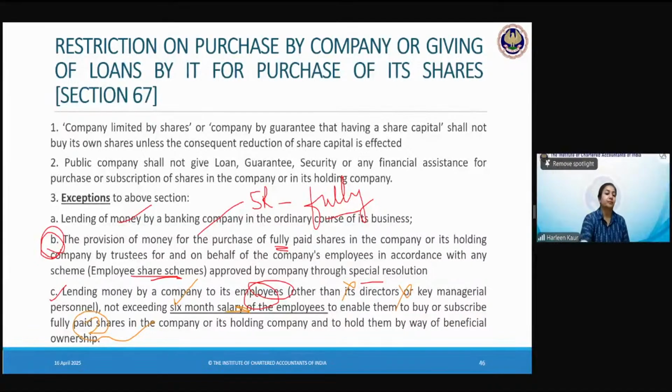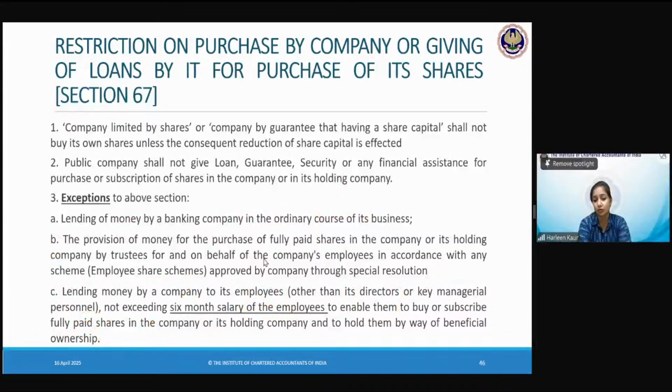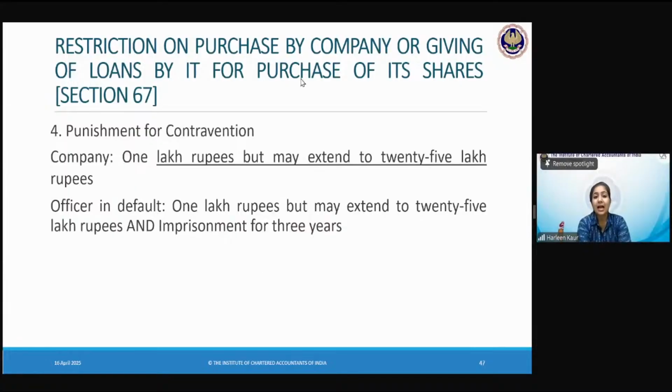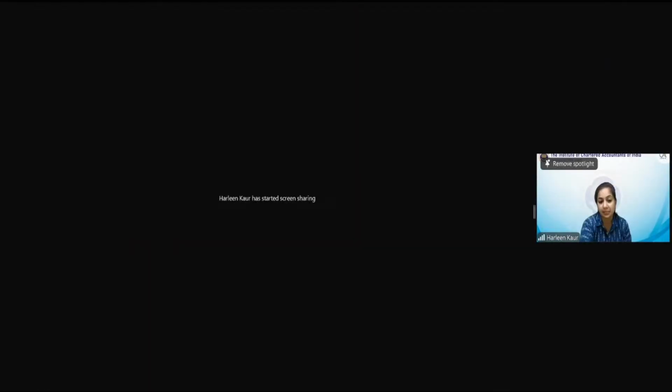Clear to everyone? Take 2 minutes and read section 67, because I am going to ask you n number of questions related to section 67. And if you try to do any contravention of section 67, the penalty is 1 lakh to 25 lakh rupees. An officer in default is also liable for imprisonment of 3 years. You want to see the penalty of section 67? A very, very important penalty.